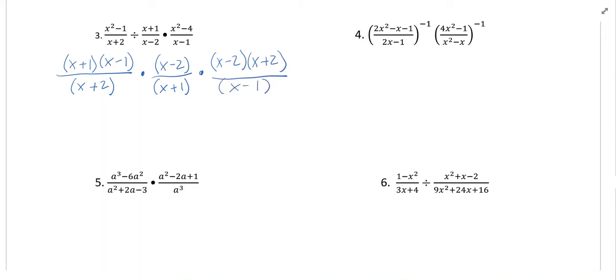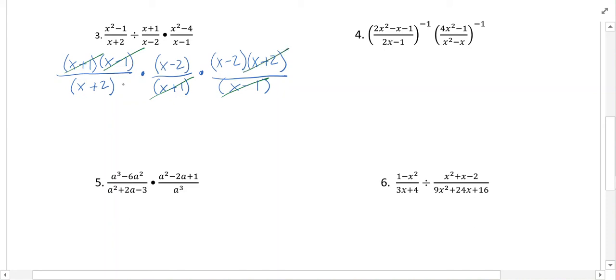Okay, so now that I've factored, or I've simplified everything I can, I can go ahead and simplify top to bottom if possible. So here I have an x plus 1 in the numerator, I have an x plus 1 in the denominator, so I can go ahead and cancel those out. I have an x minus 1 in the numerator and an x minus 1 in the denominator, so those two can cancel out. I can't cancel anything with x minus 2, nor this x minus 2, but here, x plus 2, there's 1 in the numerator and 1 in the denominator, so those can cancel.